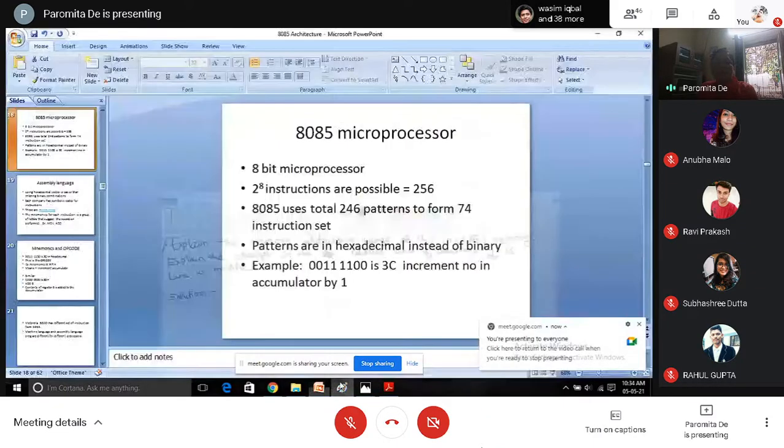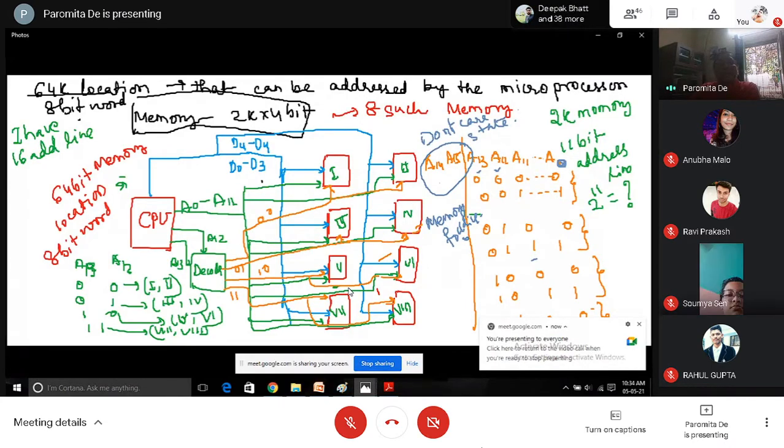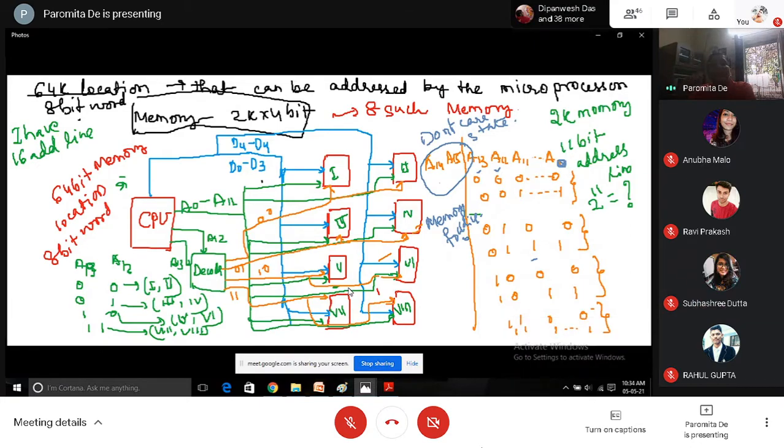Okay, so we had seen how we are doing this memory mapping. We had seen that like we are able to address 2 to the power 16, that is 64 kilobyte of memory is addressable by the 8085 microprocessor, but then we don't need that kind of memory. We have memory chips which are of the size 2 kilobyte, 2k into 4 bit. That is, the 4 bit is the word size, and we have 8 such memories.